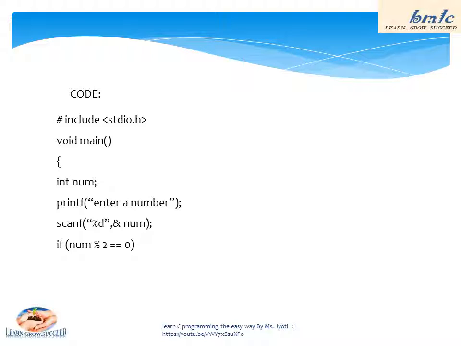Then the main decision depends upon this particular statement. If num % 2 is equal to 0, that means the remainder is 0, then it is completely divisible. So we are going to print the message saying that the number is even. Otherwise, the message would be the number is odd.